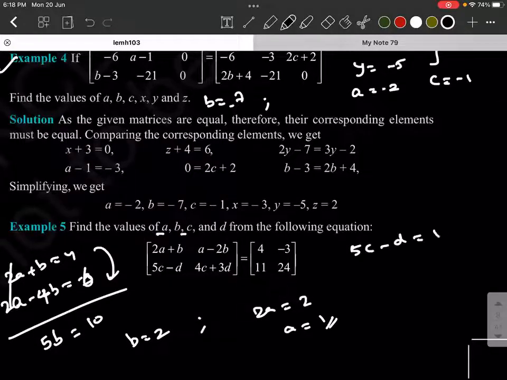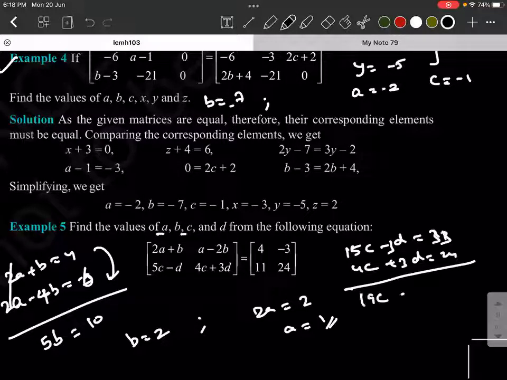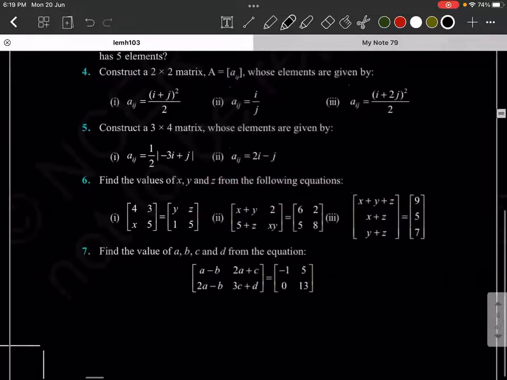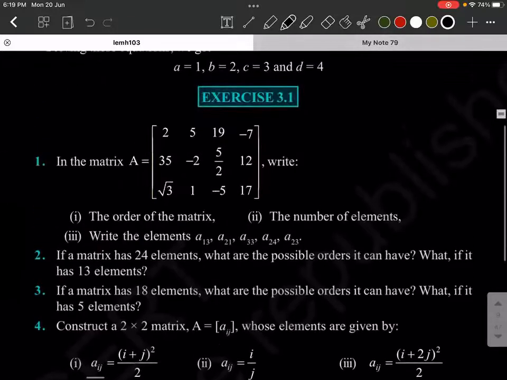So 5c minus d will be 11, and 4c plus 3d will be 24. So 15c minus 3d is equal to 33. Add them: 19c will be equal to 57. c will be 3 and d is 4. So they are exactly in order: 1, 2, 3, 4. Okay, can we solve this exercise fast?